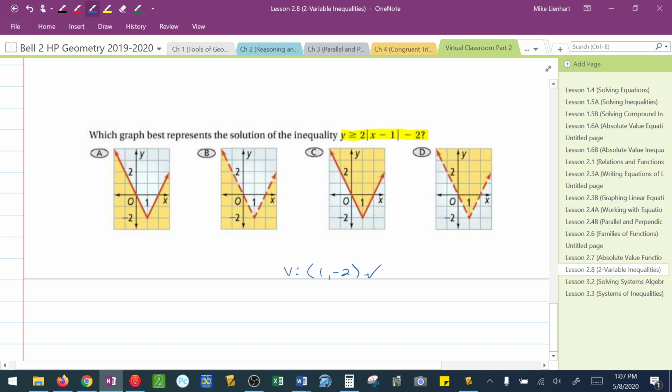The second thing that I'm going to look at here is the inequality. It says y's are big and solid. That means D's out, B's out. It means that the answer here has to be C. Everybody got it? Pretty simple on how to do that.